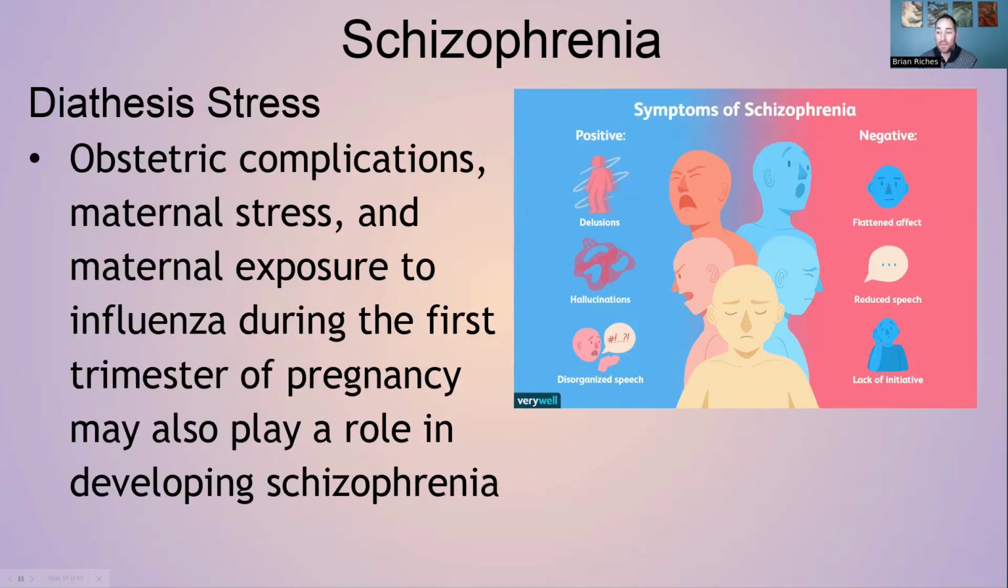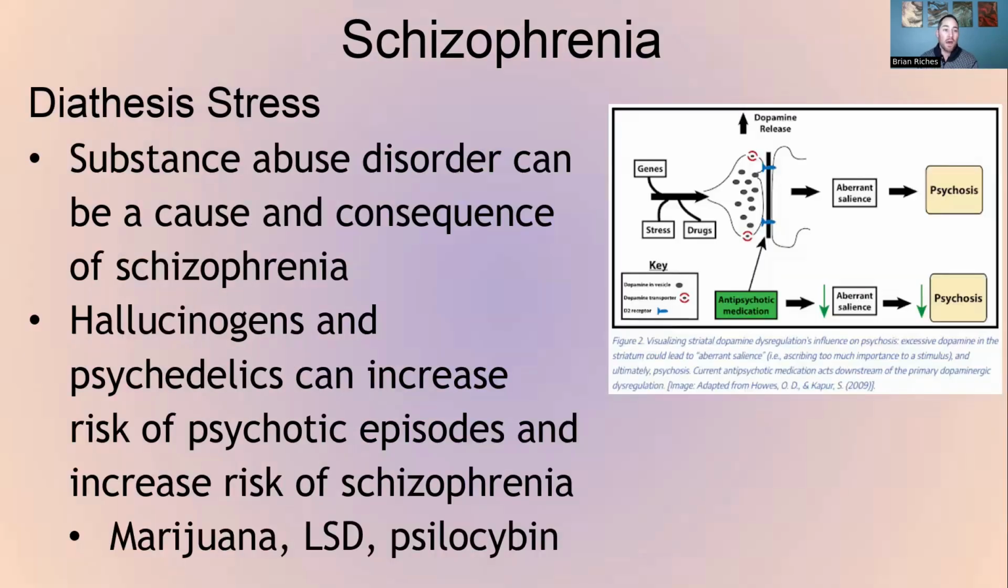And diathesis stress plays a really big role here. There are things that we've seen are pretty common for people with schizophrenia: complications giving birth, maternal stress, even before being born, exposure to influenza during the first trimester of pregnancy. All of these seem to be additional stresses that make it more likely that someone will develop schizophrenia. Another thing we see is that substance abuse disorder can be both a cause and consequence of schizophrenia. It can be a stressor that makes it more likely to develop schizophrenia, and it's also fairly common for someone with schizophrenia to self-medicate and develop substance abuse disorder as well.